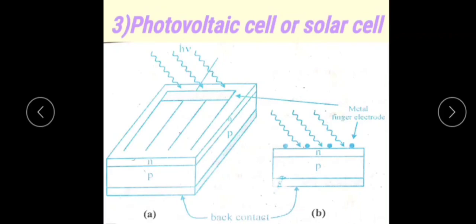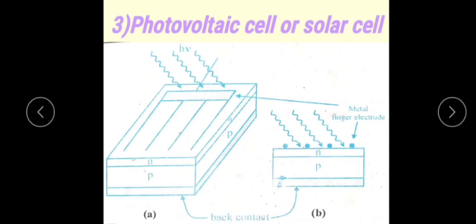When an external load RL is connected to a solar cell, then current flows through the load. Then the IV characteristics represent a curve that is represented in the fourth quadrant.